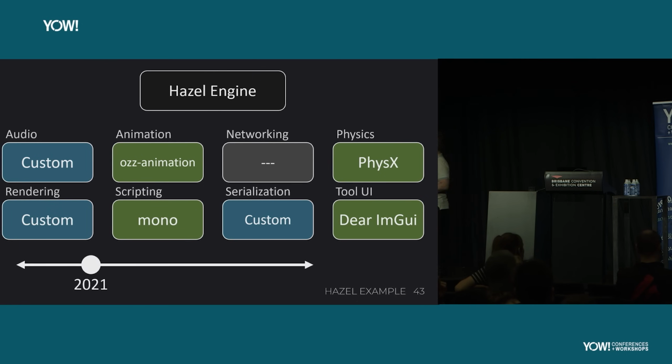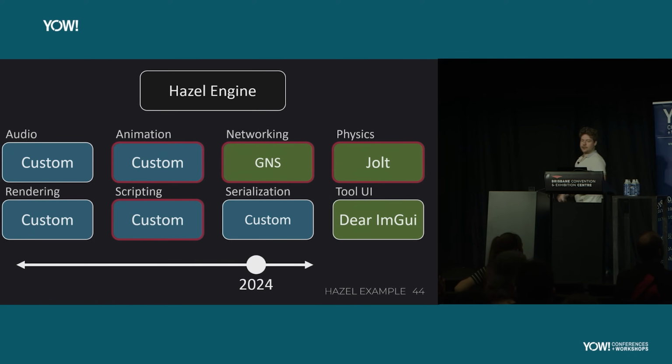And then you can see the green ones here, we outsourced them to third-party libraries. Networking didn't actually exist in the world back then. And then that changed over time as our needs changed. So if we fast forward to today, it looks like this. I've highlighted the changes here in red.